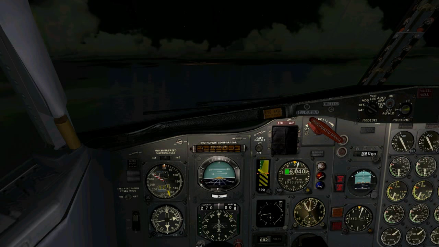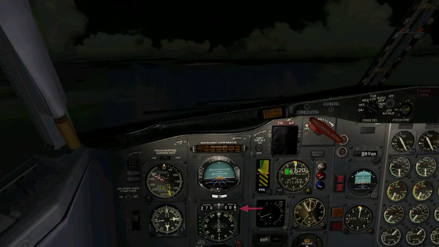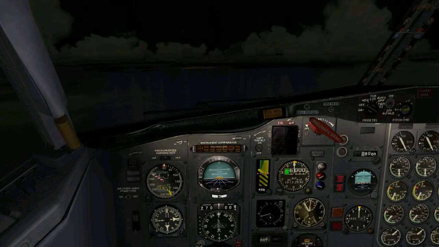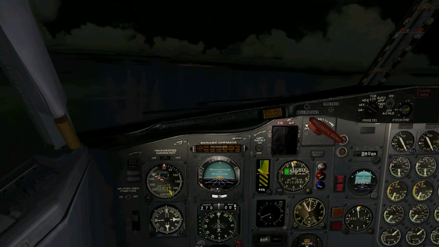Okay, we're at 6,000 feet. Let's level off. We're at 6 miles from the Chunchao VOR, so we've got a mile to go before we start our turn. Our airspeed is under 180 knots.